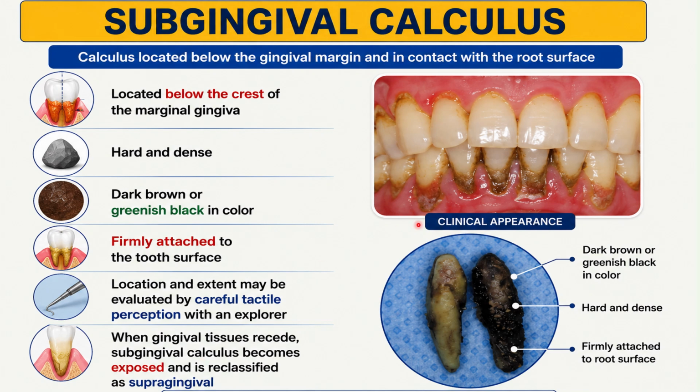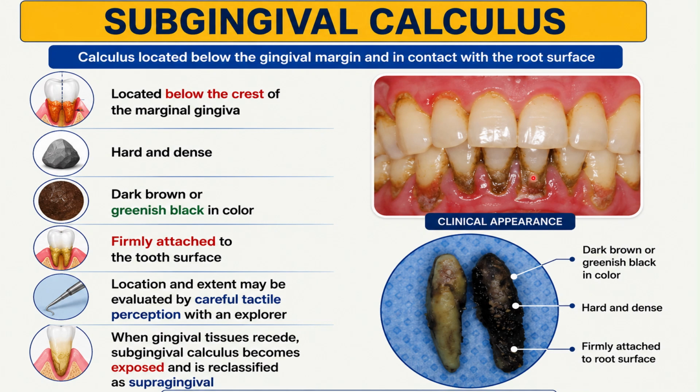So coming to the subgingival calculus, it is the calculus which is located below the crest of the gingival margin. It is hard and dense, and it is usually dark brown or greenish black in color. It is firmly adherent to the tooth surface, and its location and extent may be evaluated by careful tactile perception with an explorer.